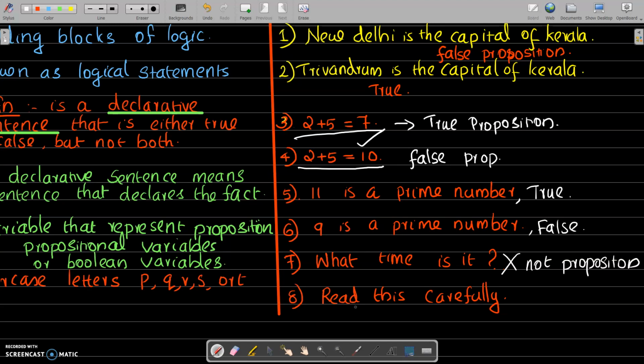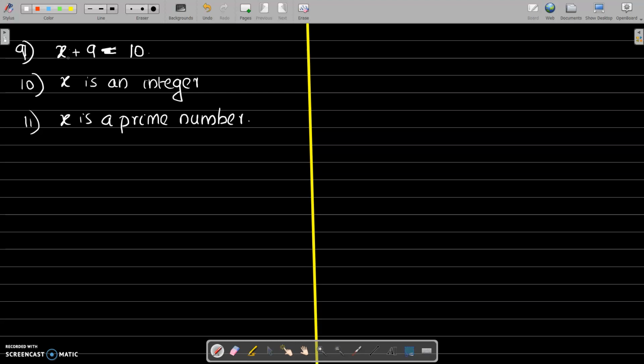There is no definite fact; this is an instruction only. So this is again not a proposition. Consider the statements: x plus 9 is equal to 10, x is an integer, x is a prime number. What about the truthness of these sentences? Is it a declarative sentence or not? Yes, this is a declarative sentence that declares a fact, that is x plus 9 is equal to 10.